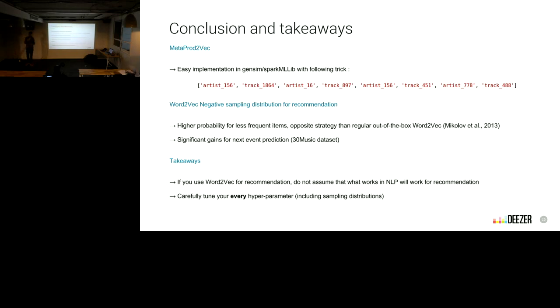For meta Word2Vec, we saw that you can have a really easy and efficient implementation with Gensim with the following trick. Then we also saw that for Word2Vec with recommendation, with a different distribution, you can have significant gains for next event prediction. I think the takeaway of this presentation is that if you use Word2Vec for recommendation, then do not assume that what works for NLP will work for recommendation. You should check all the possibilities. I would also advise you to carefully tune every hyperparameter, including the sampling distribution and the parameters that are not clearly stated as tunable in the implementations.